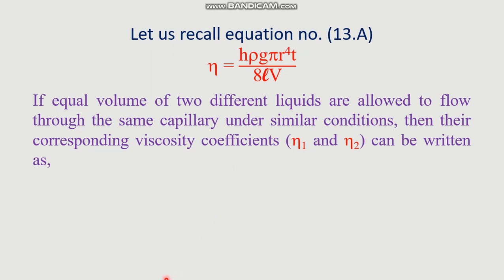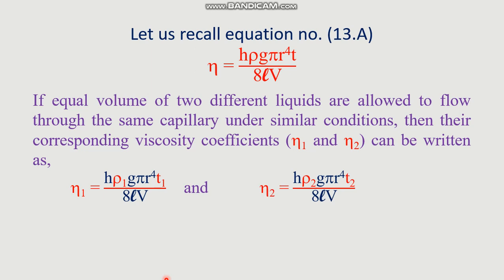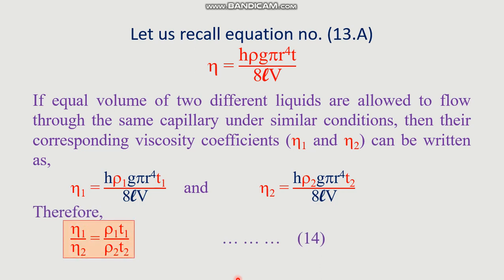So the expressions of eta 1 and eta 2 should be like that. Eta 1 is equal to h rho 1 g pi r to the power 4 t1 over 8 lv, and eta 2 is h rho 2 g pi r to the power 4 t2 over 8 lv. Look, the constant terms are colored in blue, while the variable terms are colored in red, and their ratio, eta 1 over eta 2, is rho 1 t1 by rho 2 t2. Look, the constant terms have been cancelled by each other. This is equation number 14.